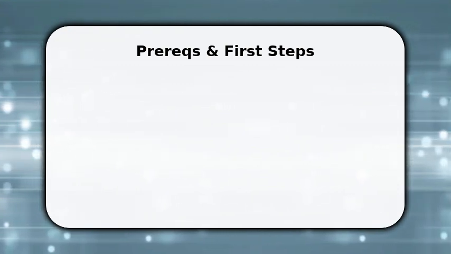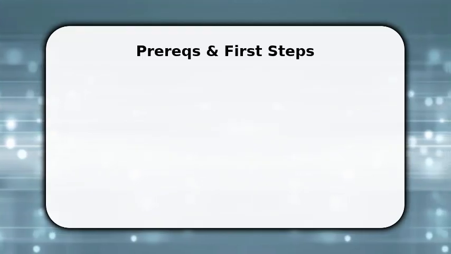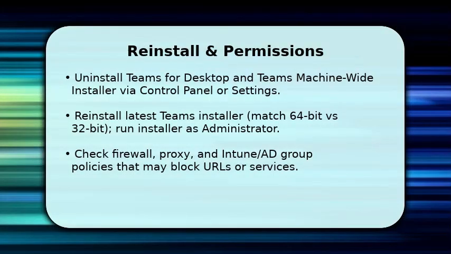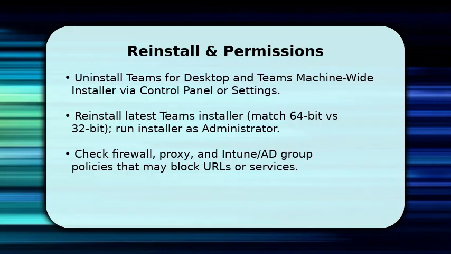Now focus on reinstalling cleanly because leftover installers or mixed bitness break updates. First, uninstall both the Teams app and the machine-wide installer, then download the matching 64-bit or 32-bit installer and run it as administrator so service components register correctly.